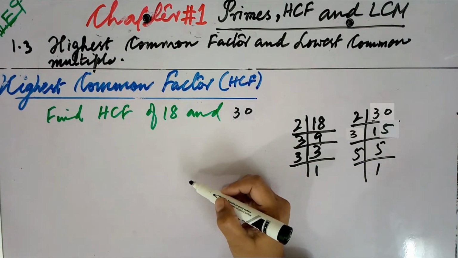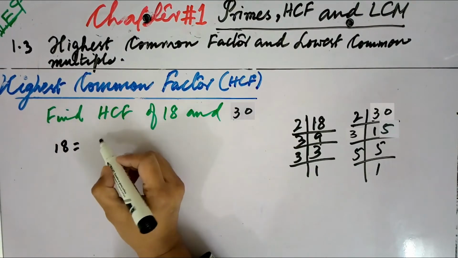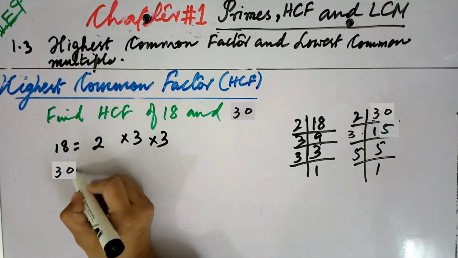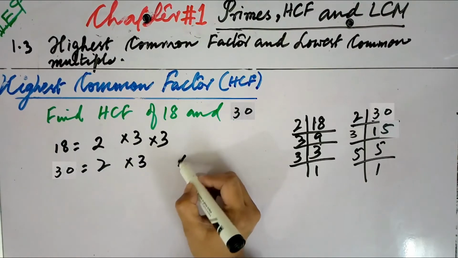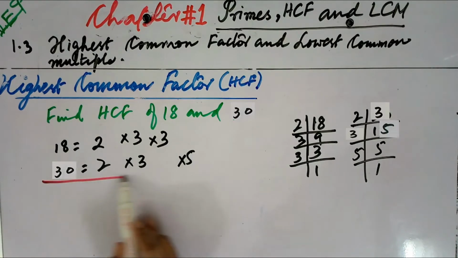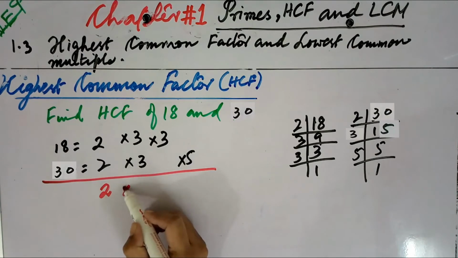Now what will we do? This is step number 1. We will express 18 and 30 as a product of their prime factors. 18 is equal to 2 times 3 times 3, and 30 is equal to 2 times 3 times 5. Now what will we do? Step number 2: extract the common prime factors. What would the common prime factors be? This is 2 and this is 3.